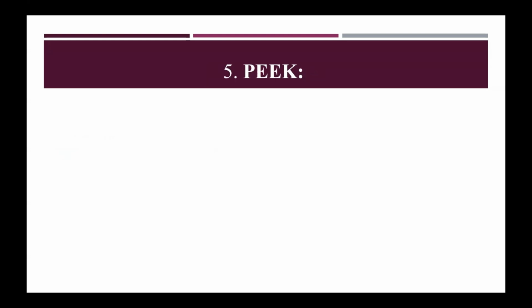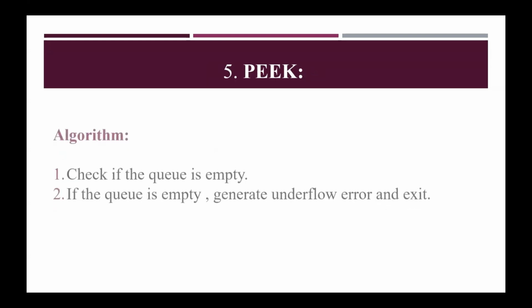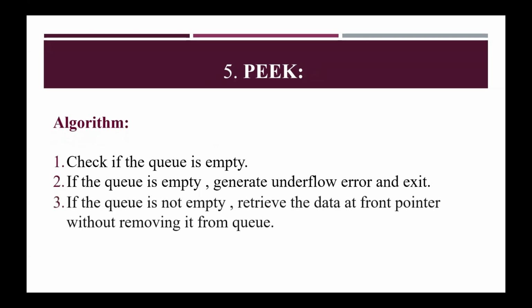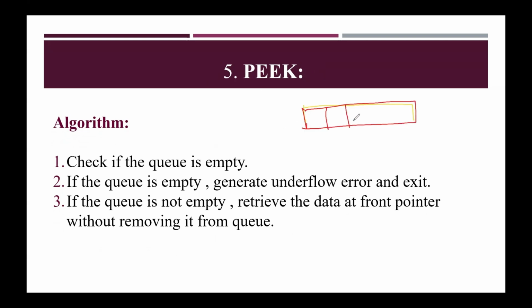The next operation we have to perform is peek. Peek means it retrieves only the value which the front end points to. Here also we have to check whether our queue is empty or not. If the queue is empty, we cannot retrieve any value. Otherwise, we retrieve the topmost element from the queue. So here, for example, this is our queue.